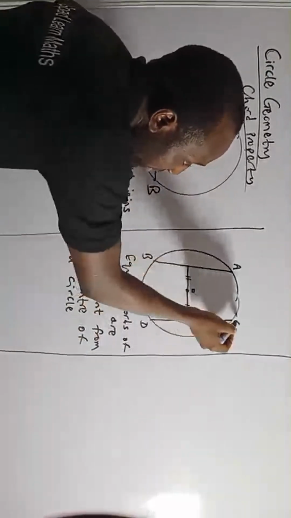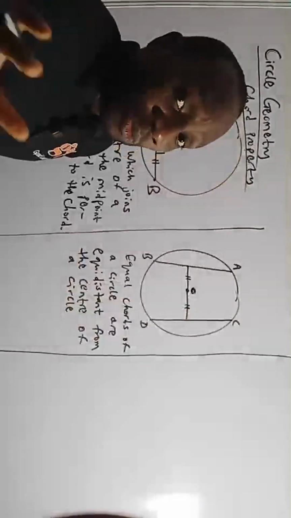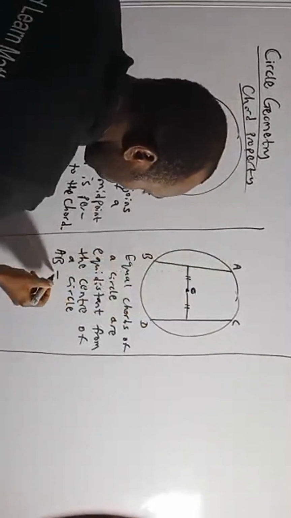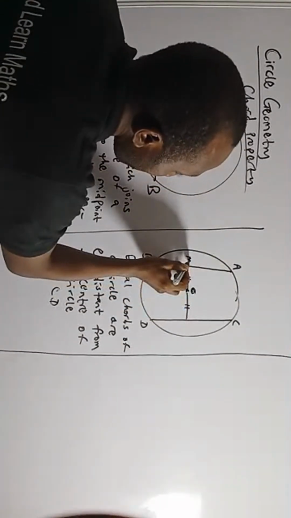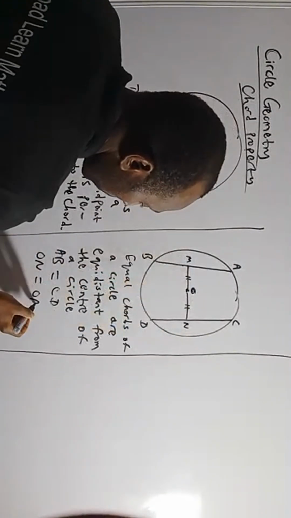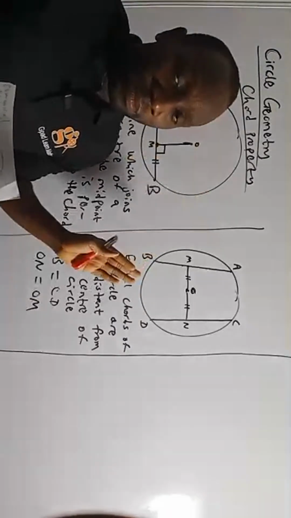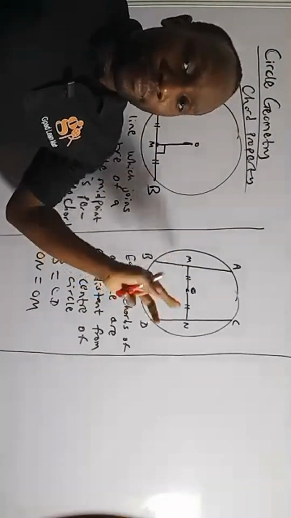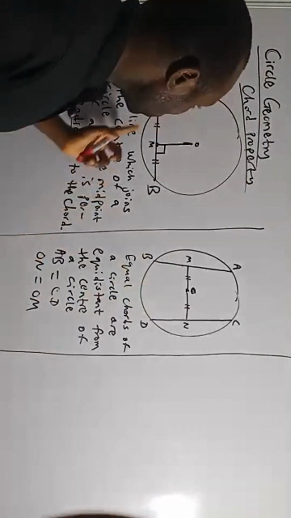So if AB and CD are the same, this is center O now. If they are the same, then they are equidistant from the center of the circle, which means that if chord AB is equal to chord CD, then O, let's call this M, and let's call this N, then ON will also be equal to what? OM. This is what the second chord property is talking about. If two chords are equal in length, then they are equidistant from the center of the circle. That's it. Okay, so this is all we're going to be talking about for chord properties.